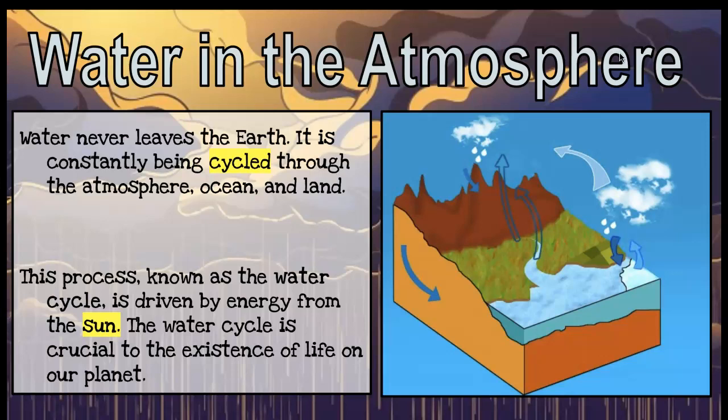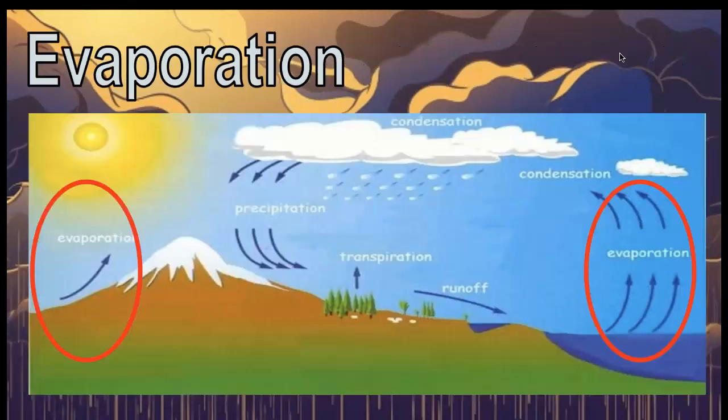First off, water never leaves the earth, okay? Whether it's in the form of a gas or a liquid, it doesn't matter. It just constantly gets cycled through the atmosphere, through your oceans, and through the land. That whole process is called the water cycle. And like we said with our bell ringer, it gets the energy to work from the sun. The water cycle is crucial to the existence of life on our planet.